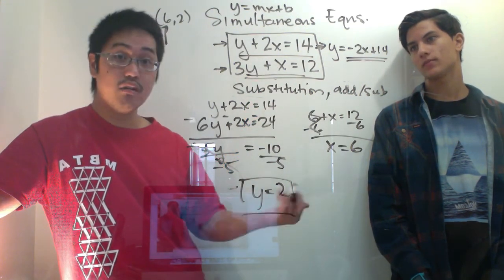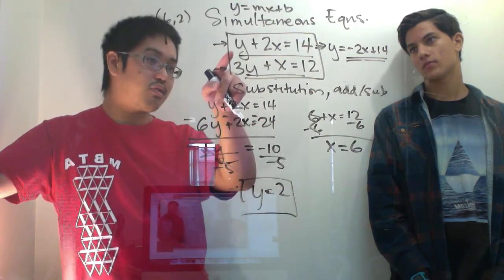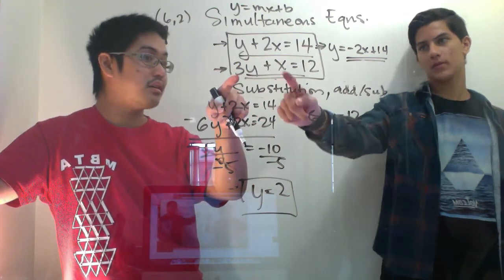I could have, however, multiplied the top one by 3. Right. Because then that 3y will match that 3y. But then that would have been 3x, right?